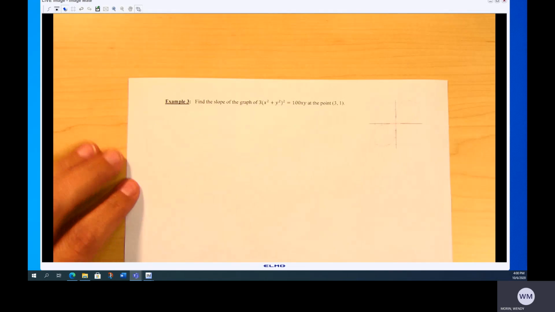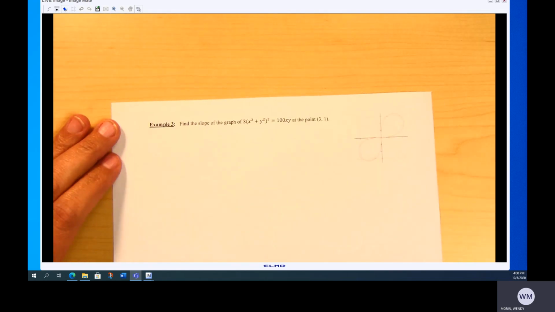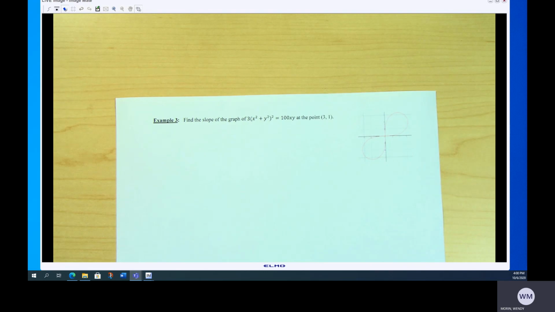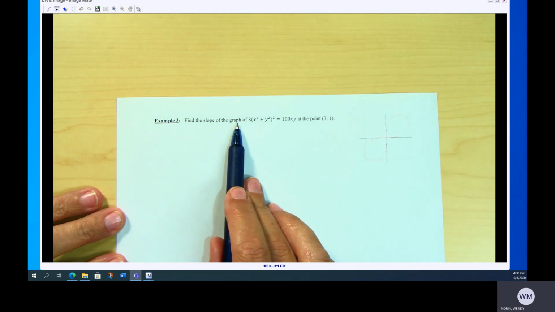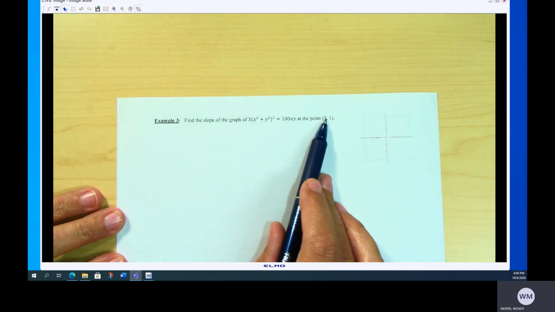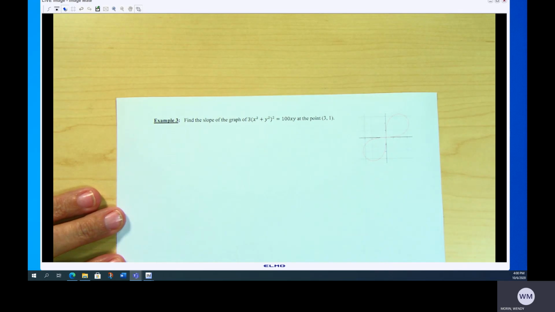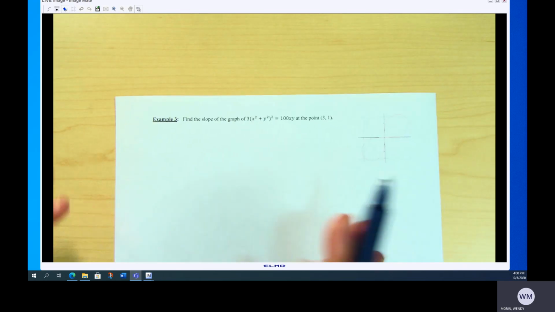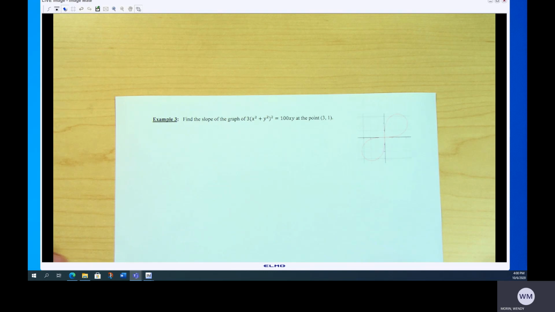Okay. All right. Let's try this example. This one's pretty tough. You don't get much harder than this. Okay, so it says find the slope of the graph at this point. Find the slope of the graph at this point means the slope of the tangent line. That's what that means, okay?